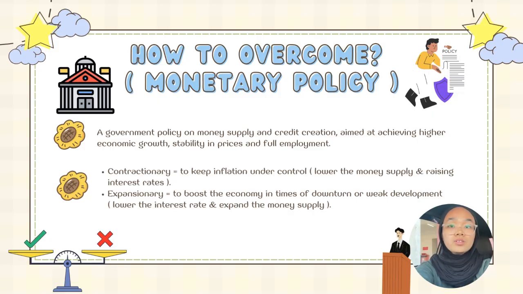It is divided into two, which is contractionary policy and expansionary policy. Contractionary policy is to keep inflation under control, which is we lower the money supply and raise interest rate. While the expansionary policy, we use it to boost the economy in times of downturn or weak development. We lower the interest rate and expand the money supply.